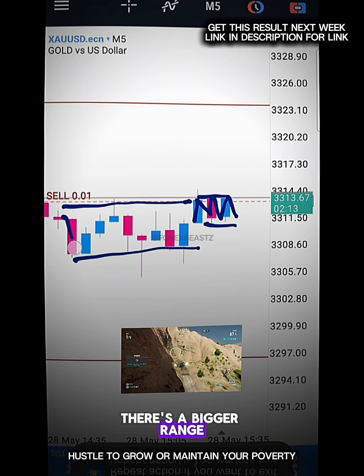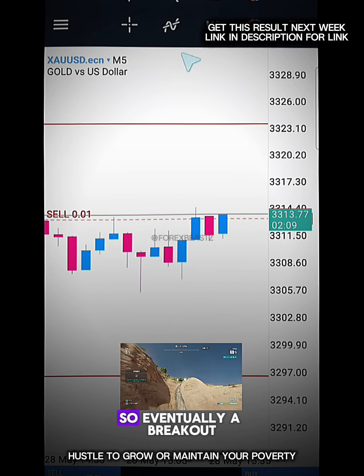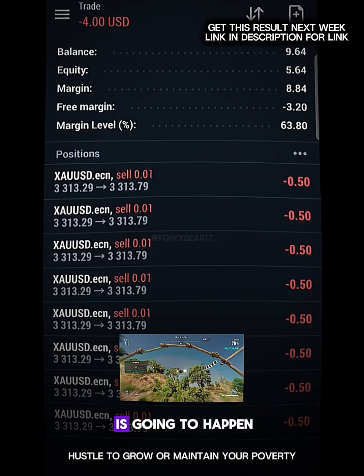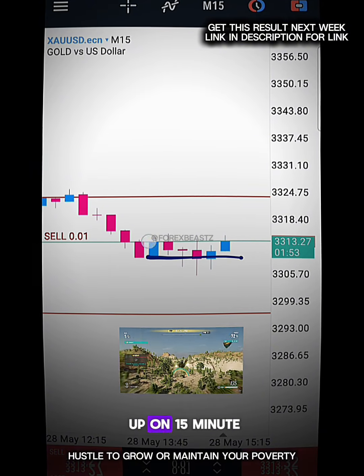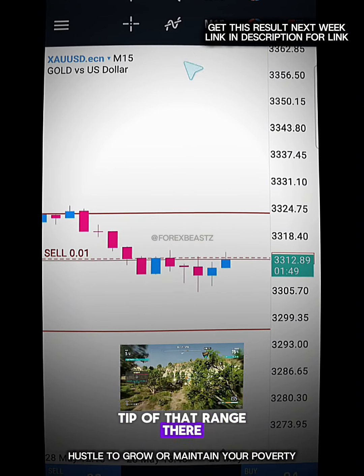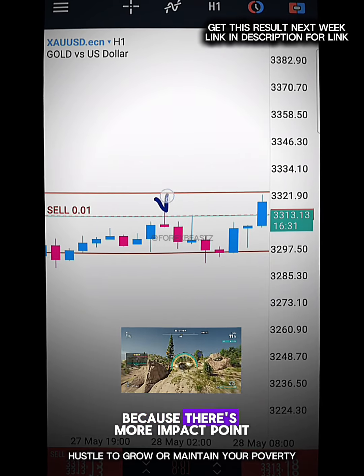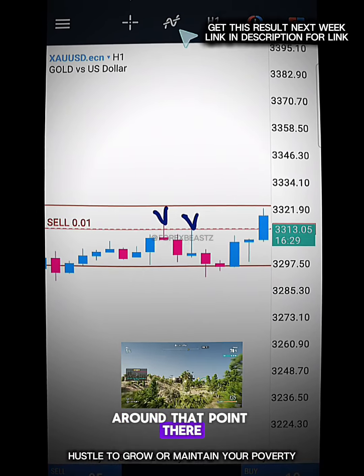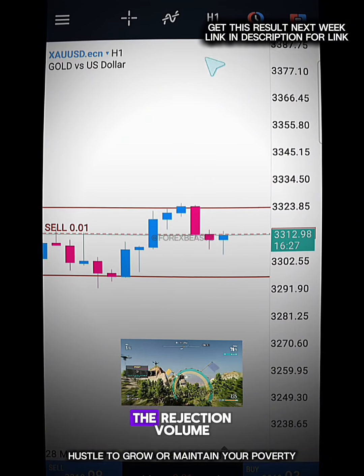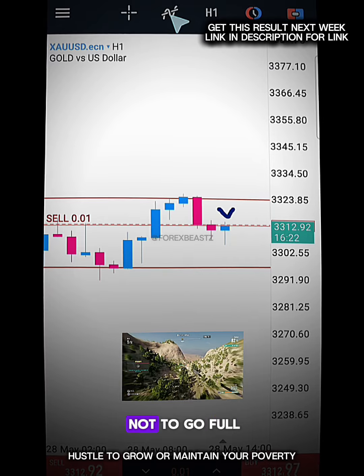There is a bigger range, and then we are currently at the smaller range, so eventually a breakout is going to happen. Because if you go up on 15-minute time frame, price is at the tip of that range there, so the sell is about to happen, because there is more impact point around that point here, which is adding to the rejection volume. And with all this confirmation, are you telling me not to go full margin?